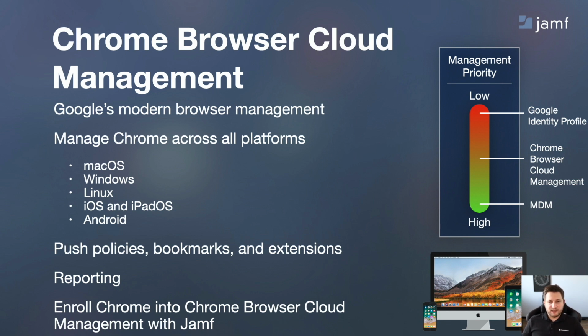The way Google approaches management of policies is the lowest priority would be the Google Identity profile. If your enterprise uses Google Identity to sign into the browser, that is the least precedent for policies. The next thing you have is Chrome Browser Cloud Management policies, and then the highest priority is MDM policies. We do offer a control for you to flip that precedence between CBCM and MDM, but always the Google Identity will be the least priority.